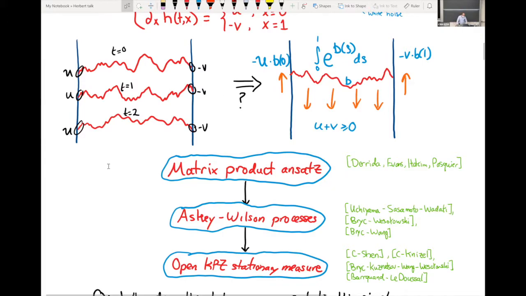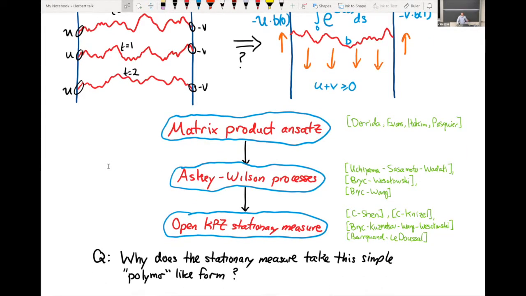So what I'm going to advertise as the purpose of today's talk is to explain to you a much simpler and much more direct route. And I'll explain it in the context of the half space model. Okay? I don't yet know how to do this in the bounded interval, but it will answer the following question: why does the stationary measure look like a polymer?